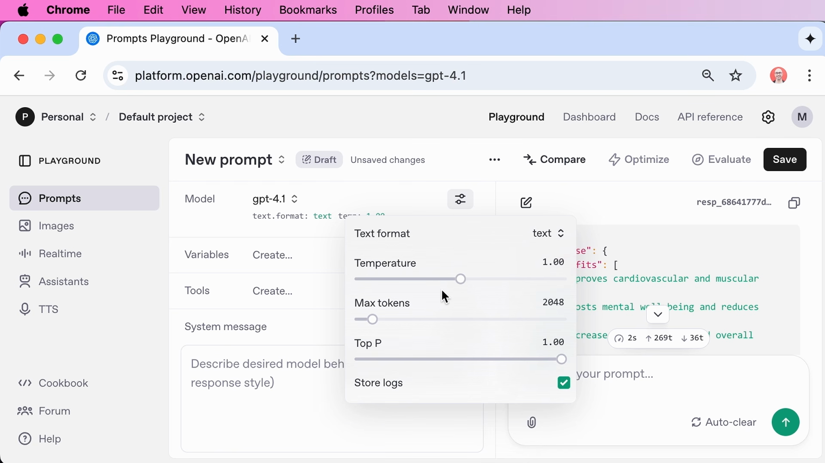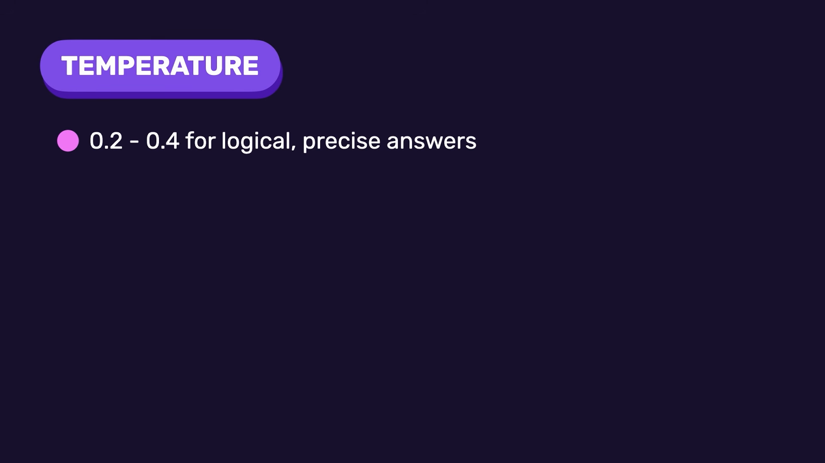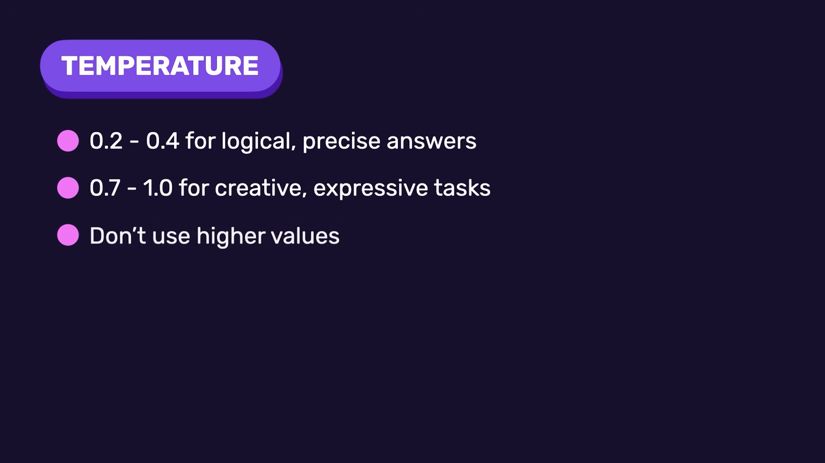Then we have temperature. With this, we can control how random or creative the response can be. This is a value between 0 and 2, but we never set it to extreme values. Here's a guideline. We use a low temperature like 0.2 to 0.4 for logical, precise answers like summarization, answering factual questions, and so on. We use higher temperature like a value between 0.7 to 1.0 for creative, expressive tasks like brainstorming, writing marketing copy, and so on. So it's best to stick to this range. Don't go with extreme values like 0 or 2 because the model can go crazy.